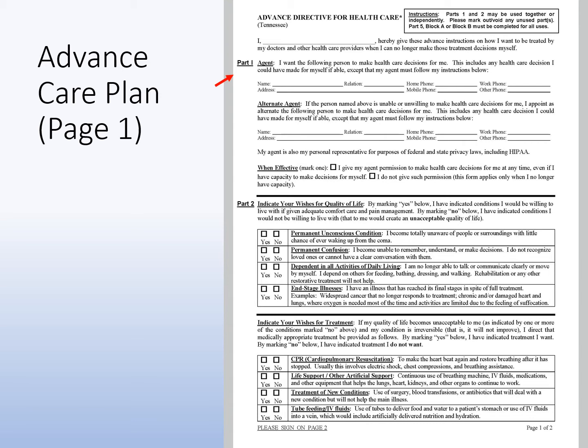So, and this is really important right here, this last portion of part 1. When is this effective? So you have two different options. You can make it effective immediately, meaning that I want my agent to make all healthcare decisions for me, even if I have the capacity to do so myself. Either that or the second checkbox, which is I don't give permission for this agent to make healthcare decisions until I lack the capacity to do so.